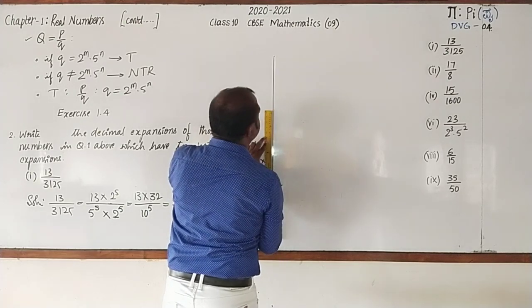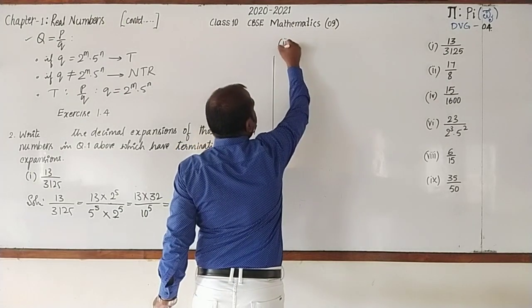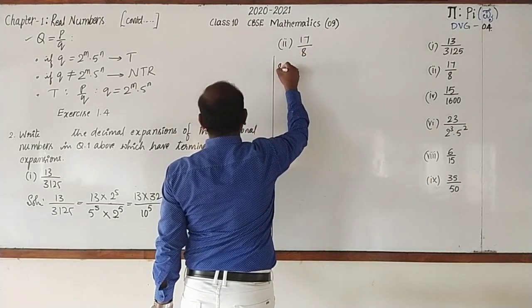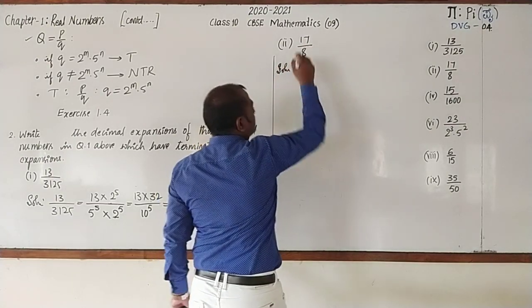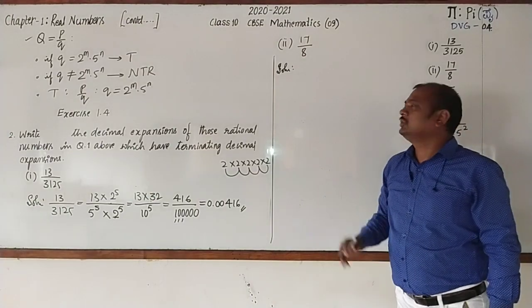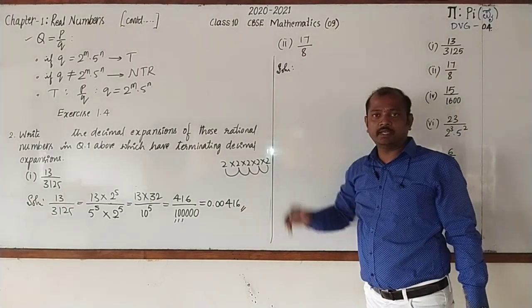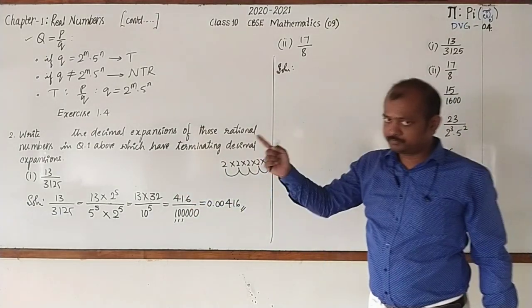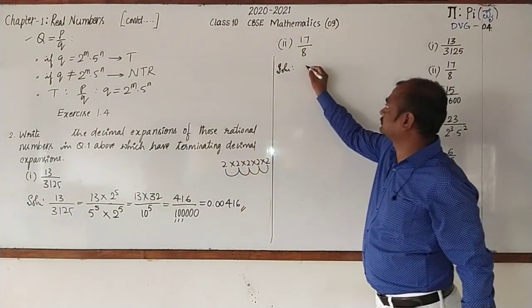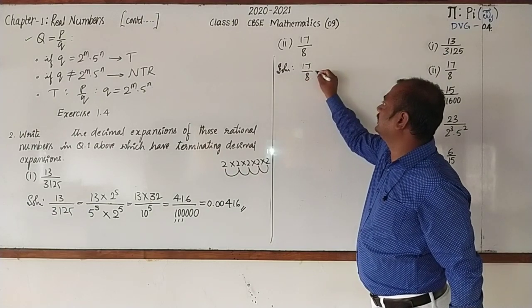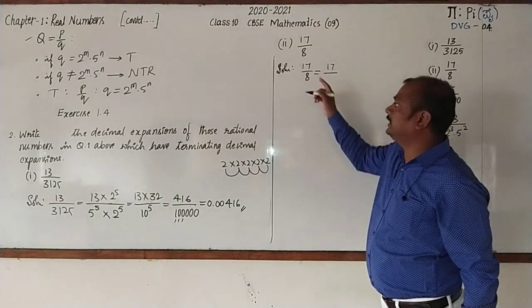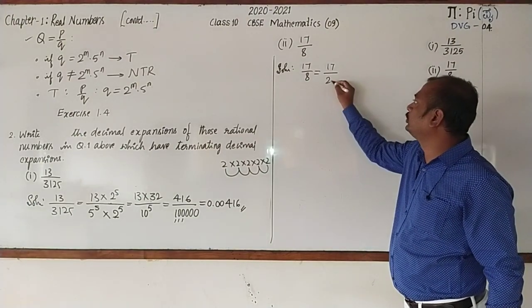And the second one is a simple one, 17 by 8. You are going to write the decimal expansion of this. You may go for dividing directly, but this method will be helpful for bigger numbers. 17 by 8. 8 can be written as 2 cube.